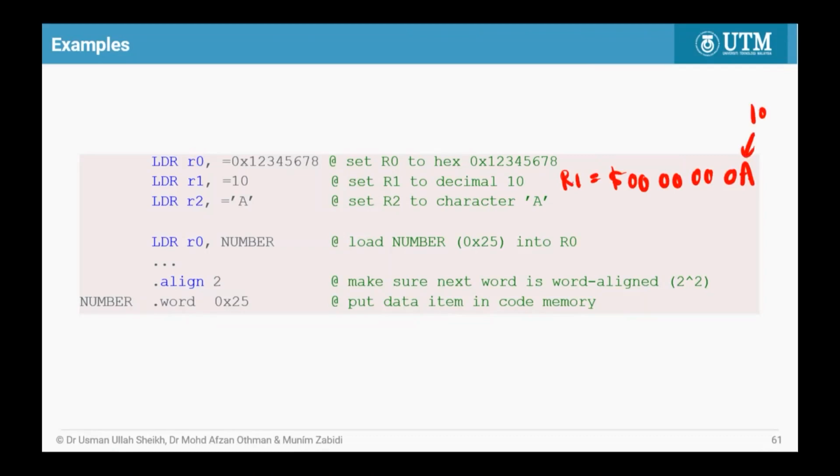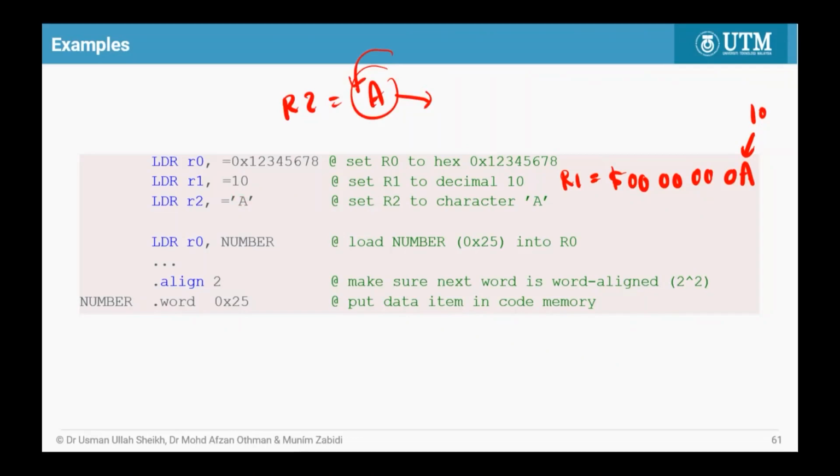Okay, if you put something like LDR R2 equal to, and then this symbol with A, it means that you're going to load a character A to your R2. Of course, your R2 will not have the letter A. The A here indicates the ASCII value for the character A. So the ASCII value of the character A will be stored in your R2.